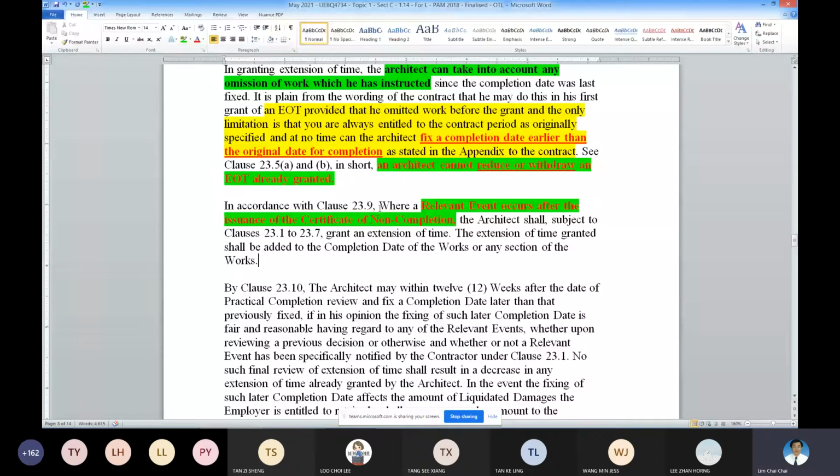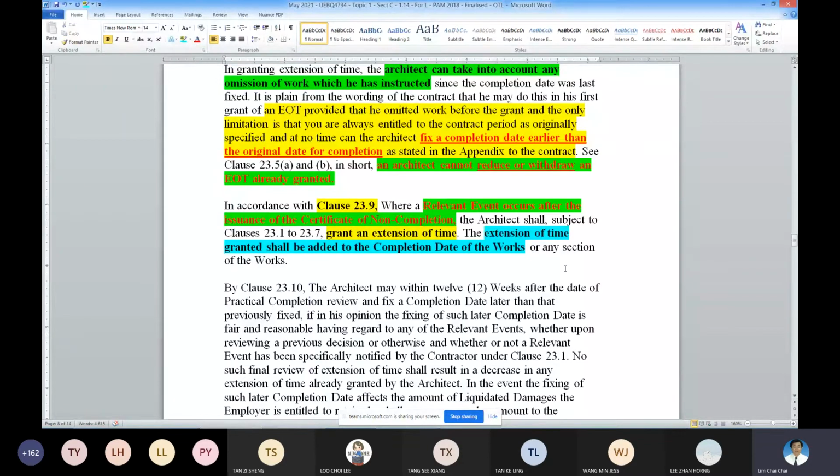the architect can grant extension of time for these newly discovered events or items. And that extension of time will be added to the previous completion date of the work. It could be the whole works, or it could be part of the work. Generally, it happens to be the whole of the work, or any section of the work.